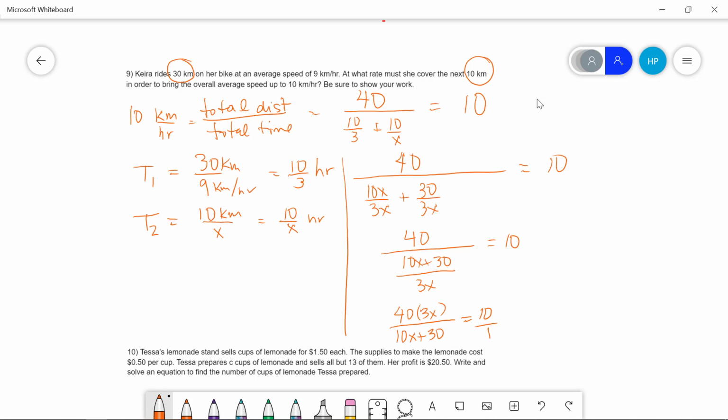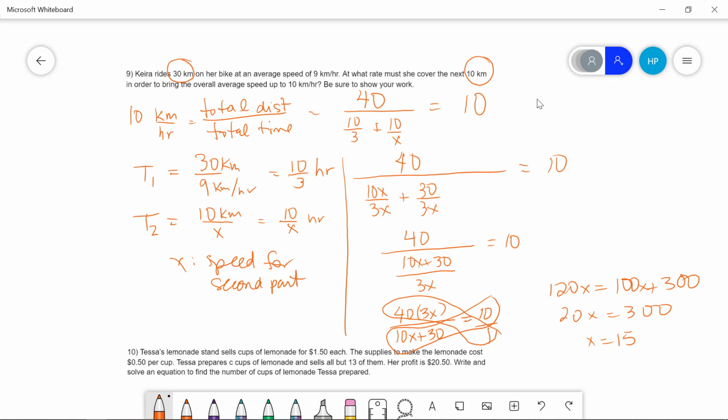And I'm going to write that as 10 over 1, and then go ahead and solve this just by a little cross multiply. And you might think of this totally different. So then I've got 120x equals 100x plus 300. And then, of course, just go ahead and solve. So I've got 20x equals 300 and x equals 15. So what was x even? So I should have written it down over here. So x was this speed for the second part. So my answer must be 15 kilometers per hour.